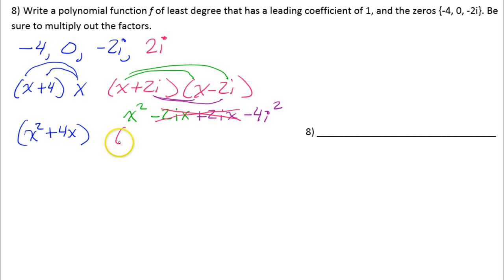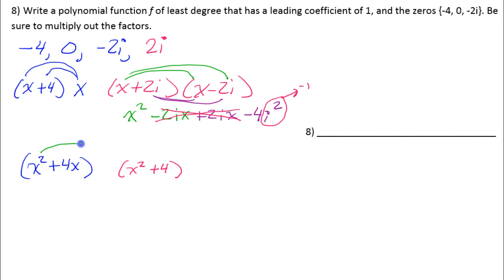So at this point I have x squared. Now this i squared, you recall, is negative 1. I squared is negative 1. So I have negative 4 times negative 1, so that is positive 4. So this is what I have at this point, x squared plus 4x and x squared plus 4. So now I need to multiply these two together, and then that'll be my answer.